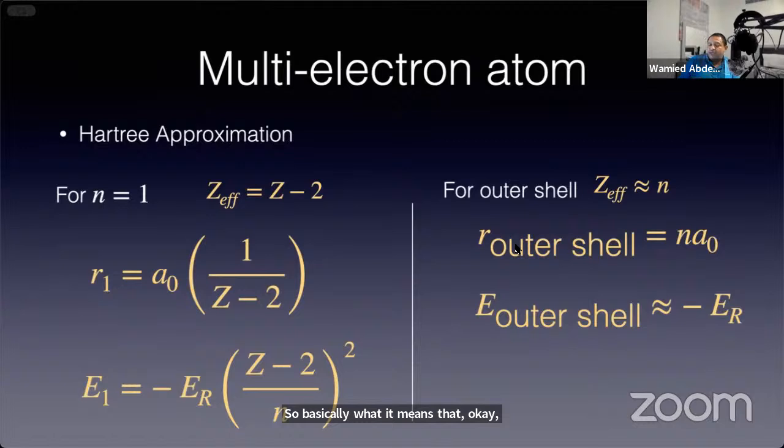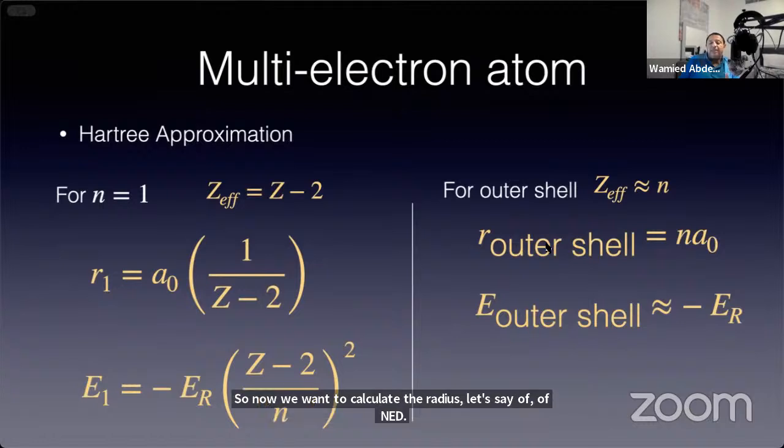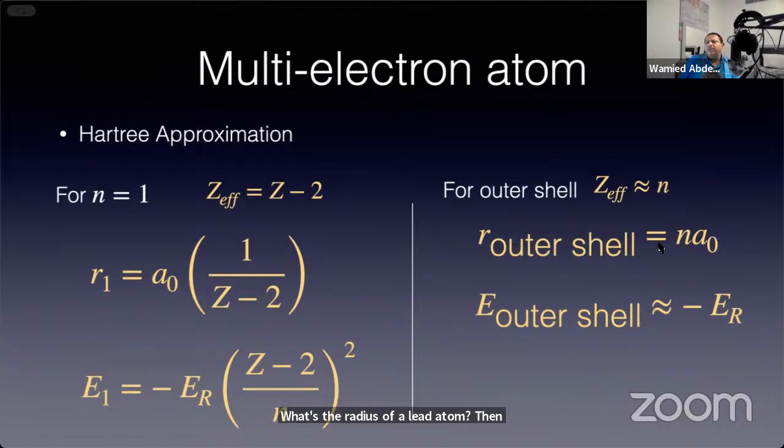Now we want to calculate the radius, let's say, of lead. What's the radius of a lead atom? We need to know how many shells are present in lead. I'm not sure, 4 or 5. Because we're looking at the outer shell, what's the principal outer shell? Then n equals 4 times the radius of the electron of hydrogen.